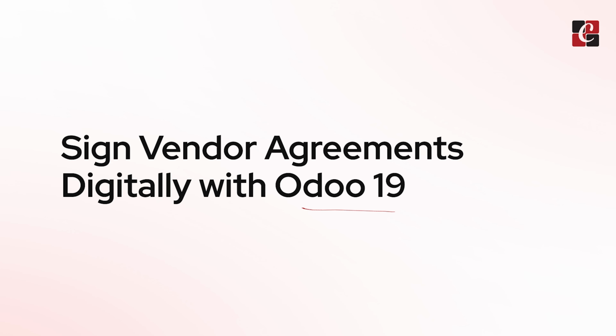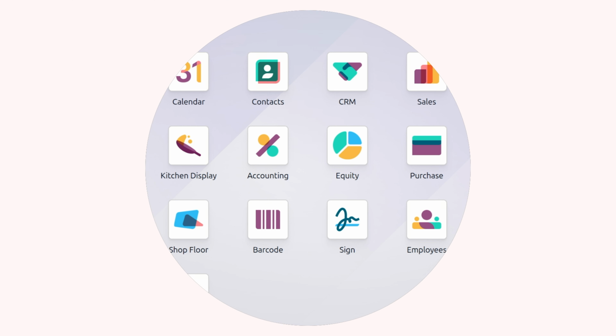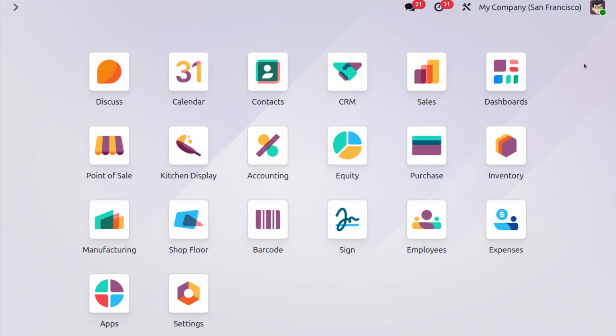Hey everyone, welcome back. In today's video, we are going to see how to sign vendor agreements digitally using the Odoo Sign module. So as you all know, to get a digital signature, we are using the Sign module inside Odoo 19.